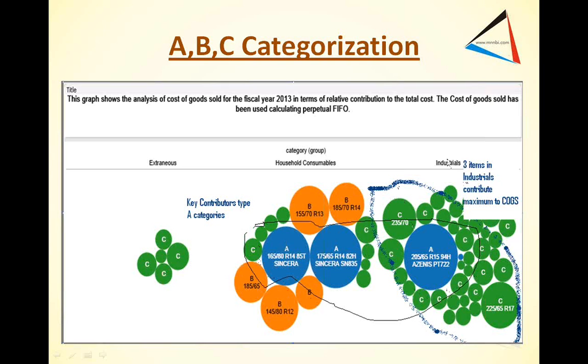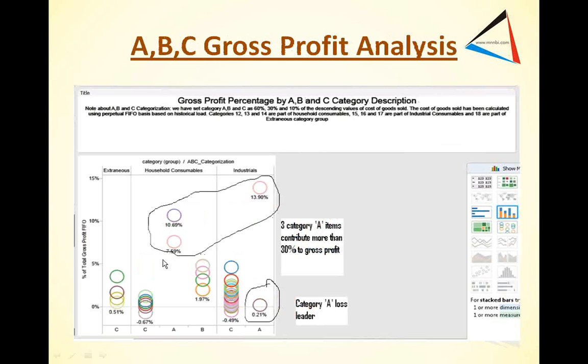Now within the industrial segment, it's item C 235 by 70, A 205 by 65, and C 225 by 65, they contribute the maximum. So in this way, you can find out which are the big chunks where we need to concentrate. The next portion is we look at the gross profit percentage.